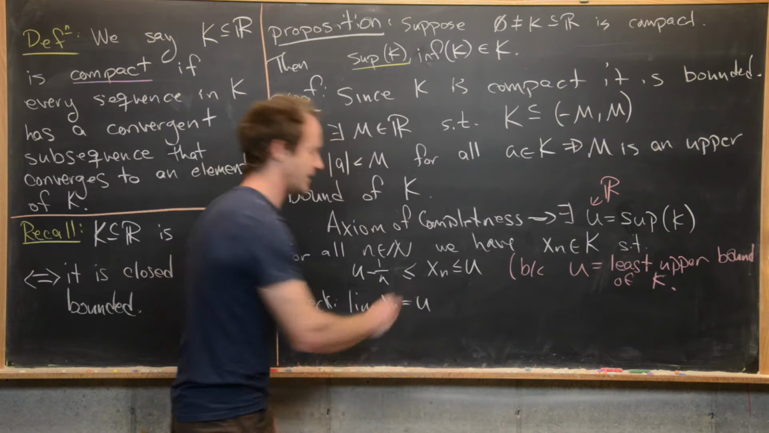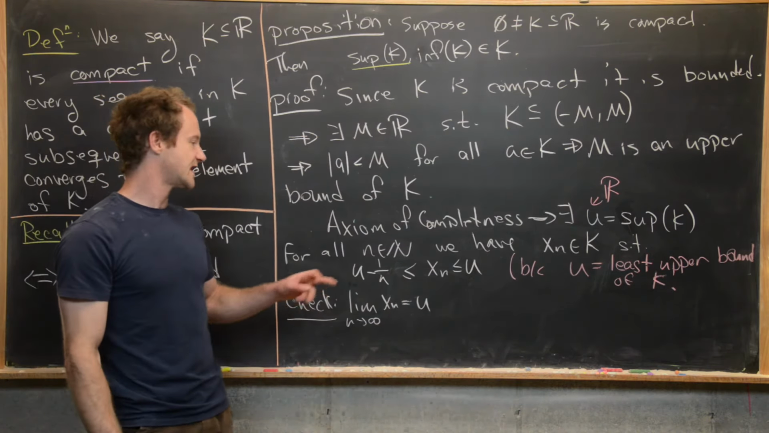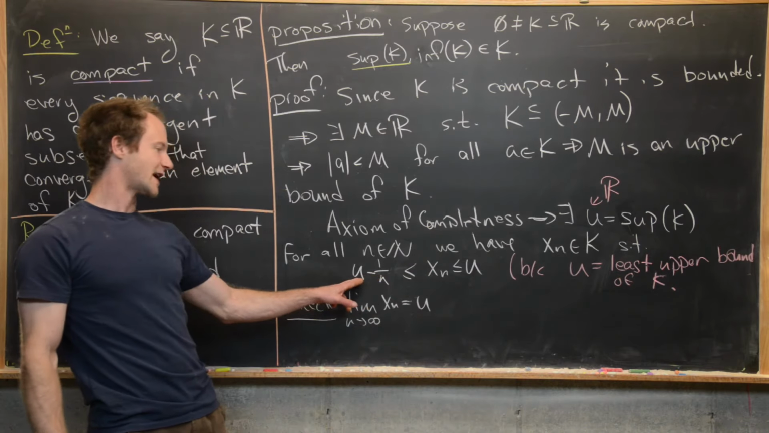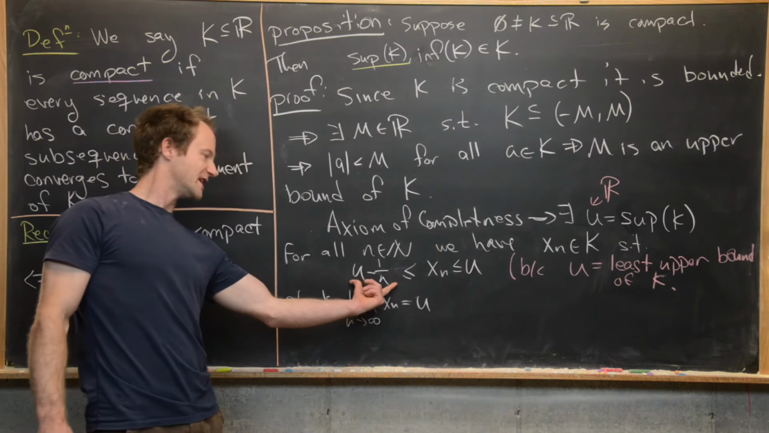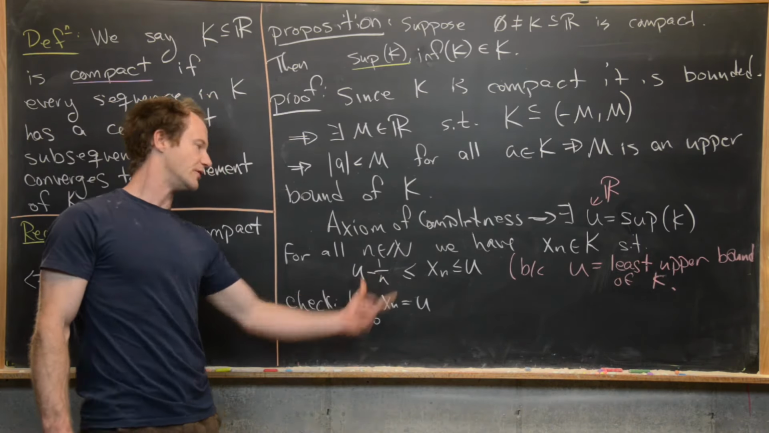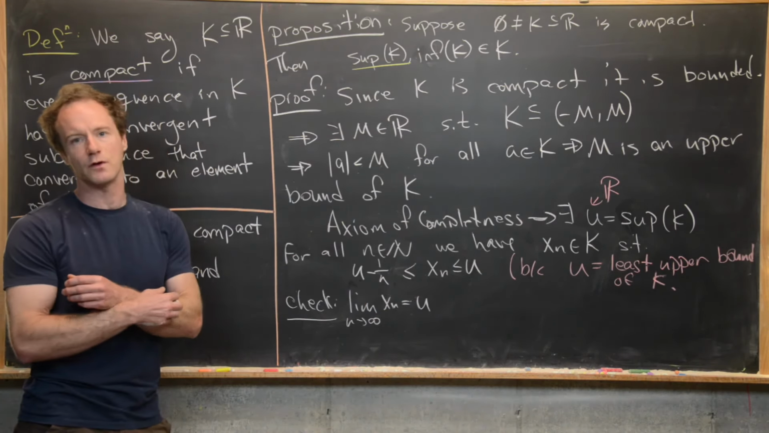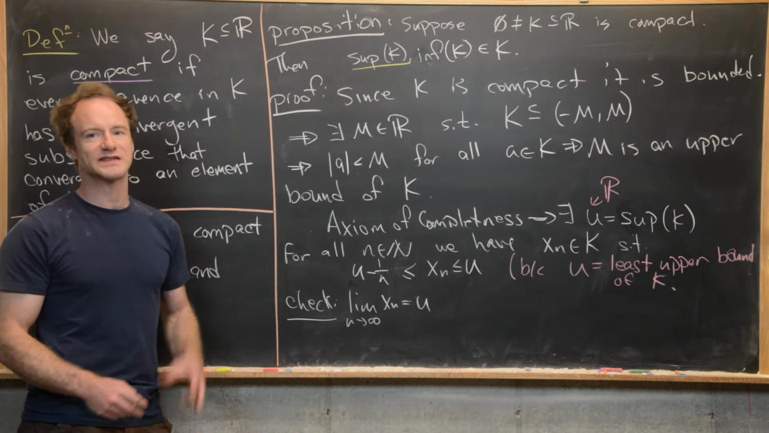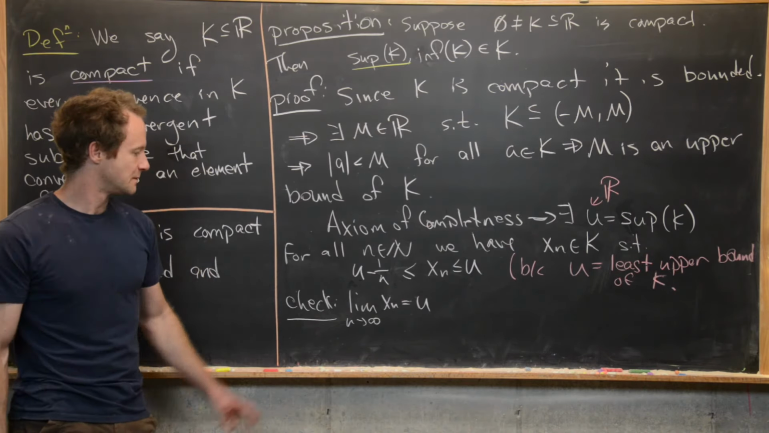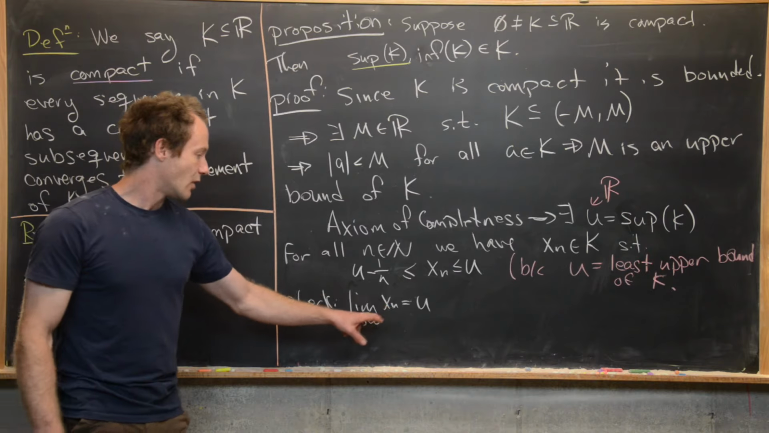But now it's pretty easy to check that if we take the limit of this sequence x_n as n goes to infinity, we get U. So notice here, x_n is between U minus 1 over n and U, but this part is tending towards U as n tends towards infinity. So you can check that more carefully if you want to, but I don't think it's super necessary at this point in the course.